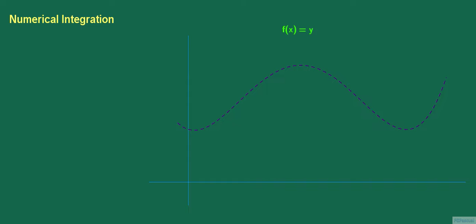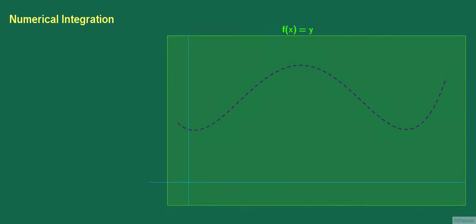In this online lecture, we derived some of the formulas for numerical integration. When we speak of numerical integration, we take a function f of x equals y and find the value of the definite integral of f on the interval from a to b. To be more precise, when we say numerical integration, we estimate the definite integral.